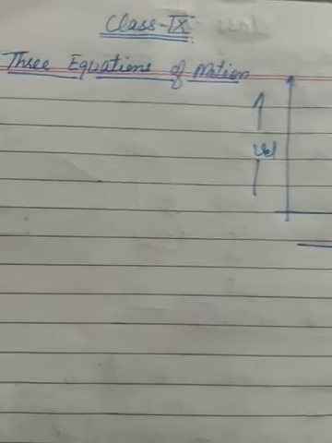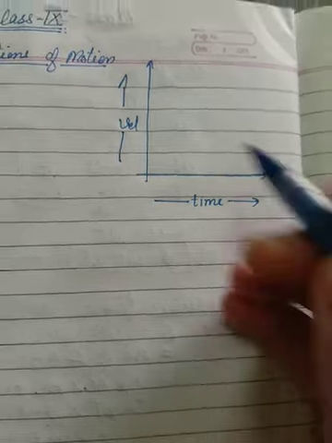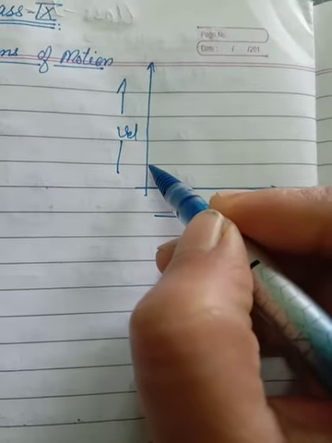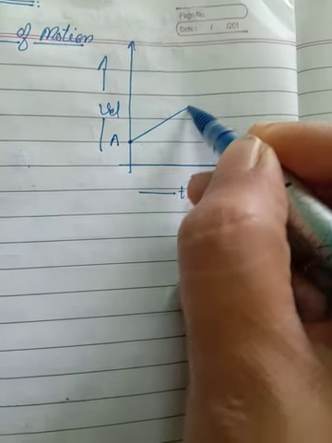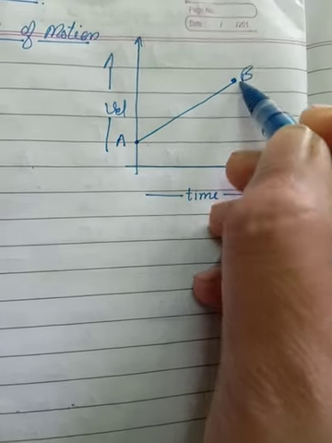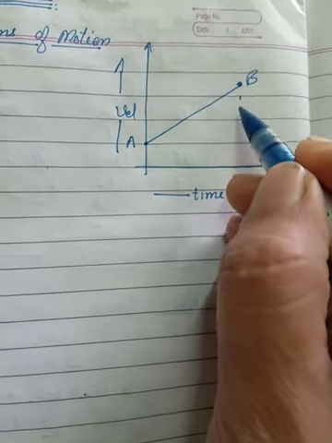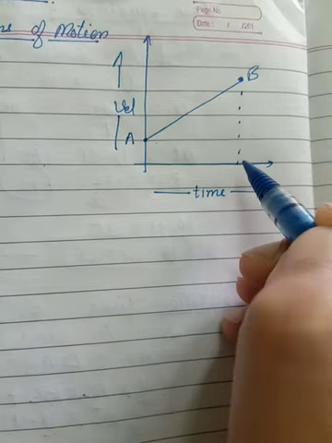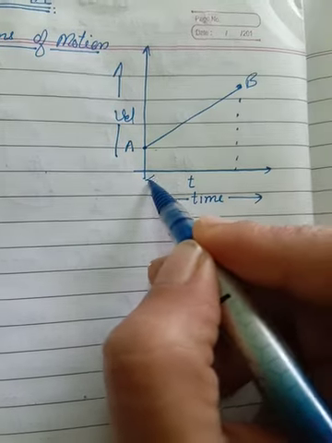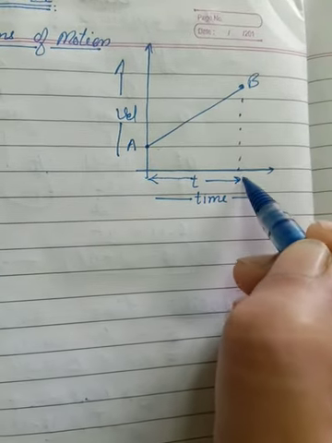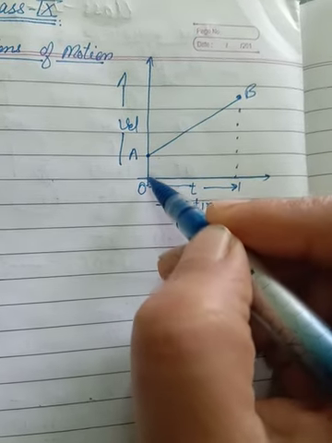Dear students, today we will discuss the three equations of motion, and here I have drawn a velocity time graph. Suppose our graph is from point A to some point B, that is, your velocity changes with time. Let us suppose this time interval, where your velocity changes from A to B, be t. Okay, t seconds is the time taken.